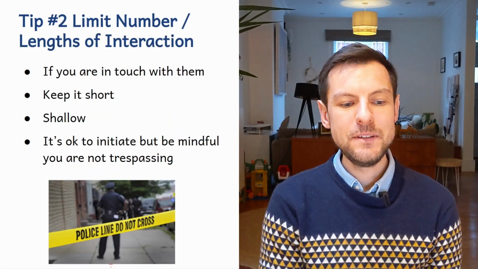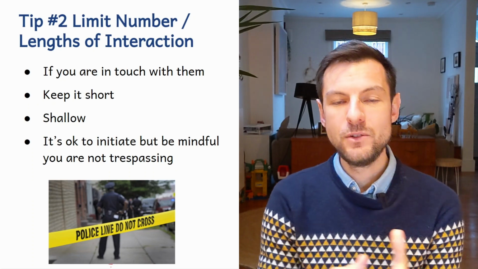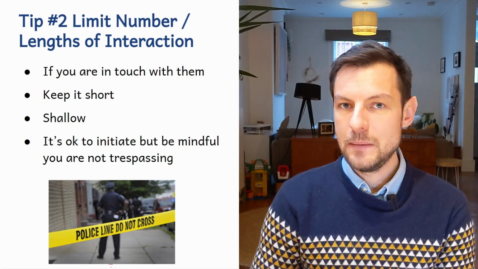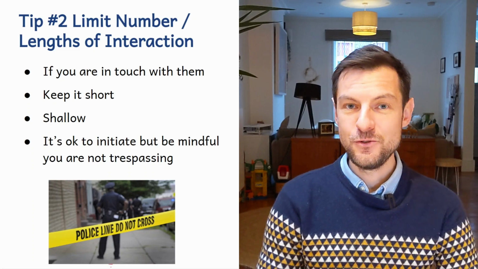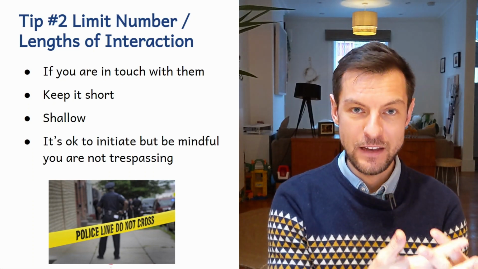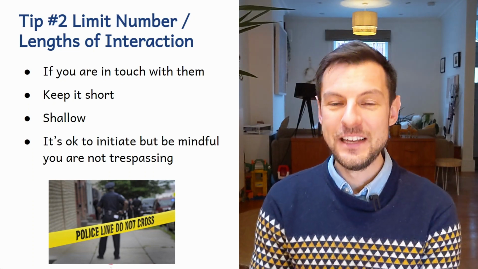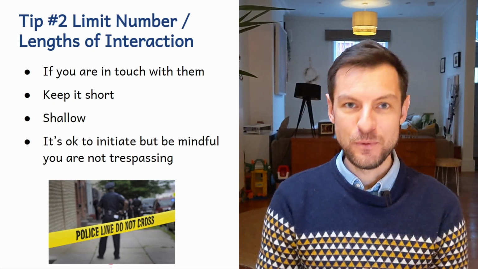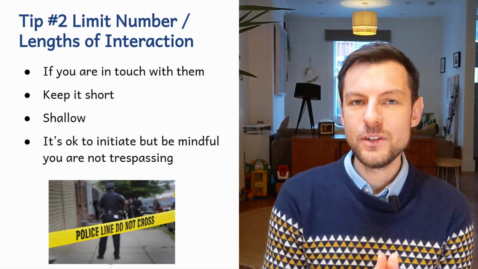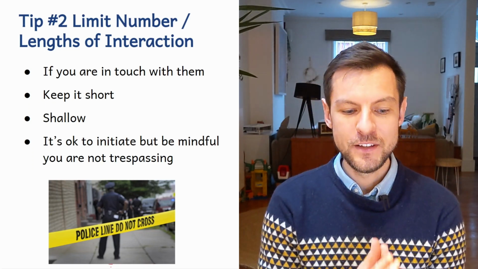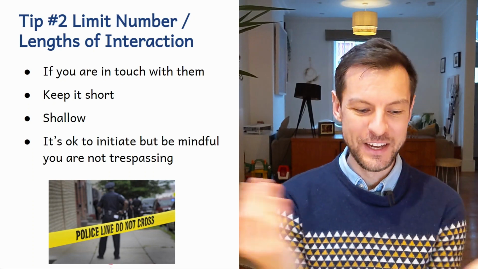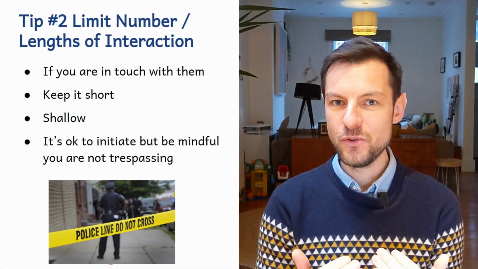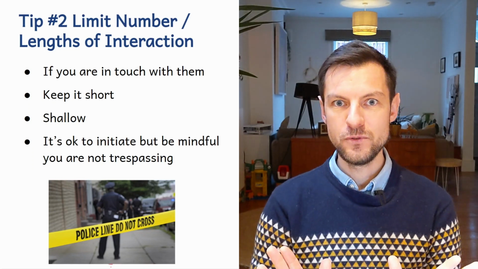Tip number 2 is to limit the number and the length of interaction. If you're in touch with them, keep it short, keep it shallow. I'm not saying that's how you should build a relationship. I'm just saying at this stage, if you want to recover that relationship, you need to start really, really superficial, right? It's okay to initiate, but be mindful that you're not trespassing, okay? Kind of the police line do not cross. When you see that you're trespassing, you just pause and you wait.